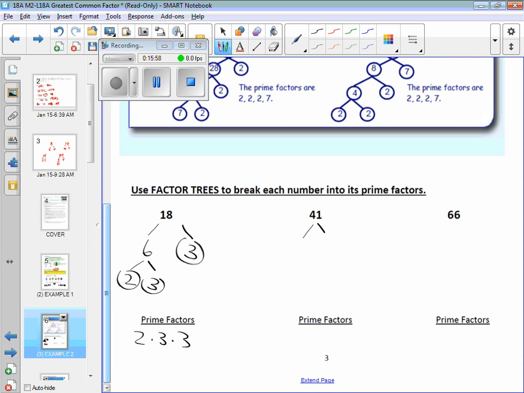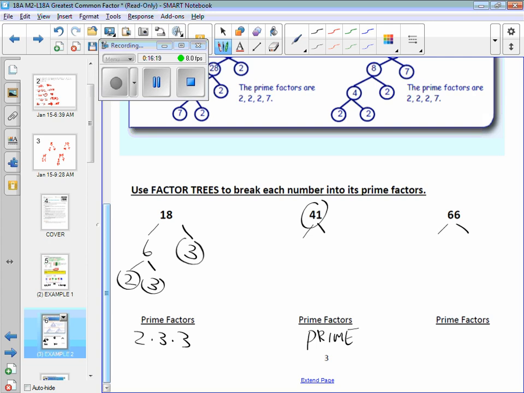The rule for 4, well, you kind of just know. 4 will not go into 41. It'll go into 40. The rule for 5? No, it doesn't end in a 5. 5 won't work. 6 won't work because 2 and 3 haven't worked. Truth is 41 is a prime number. Nothing will go into it. So you circle it because it's prime, and you write the word prime. Done.